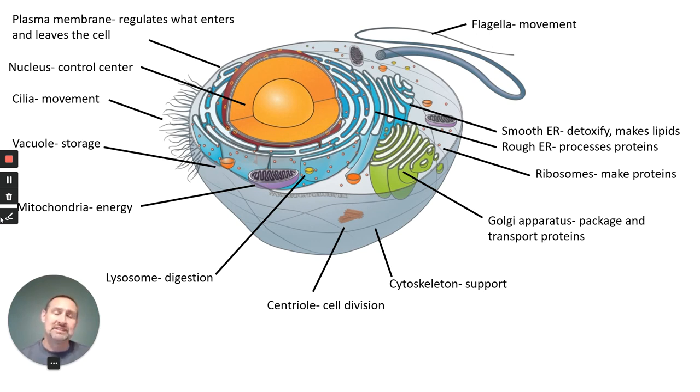Ribosomes make proteins. So the DNA is copied by the messenger RNA. The messenger RNA leaves the nucleus, goes to the ribosome, and assembles a protein. And we can use those proteins either in the cell or other places in our body.